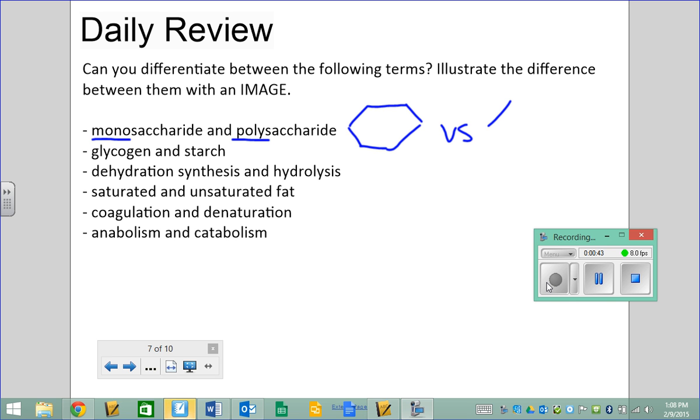So a polysaccharide could be 2 or more of these put together. So I'm just drawing 2 for space sake, but polysaccharide means many. And so we would probably want to say, there's 3 or 4 or 5 or 100 of these. But as long as you get the idea, that's how you can tell the difference between them.